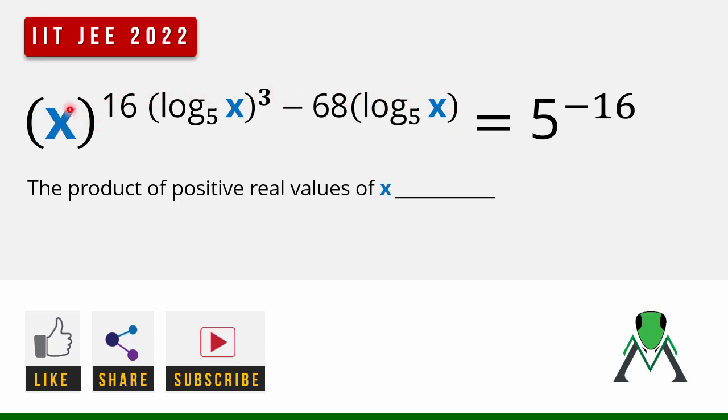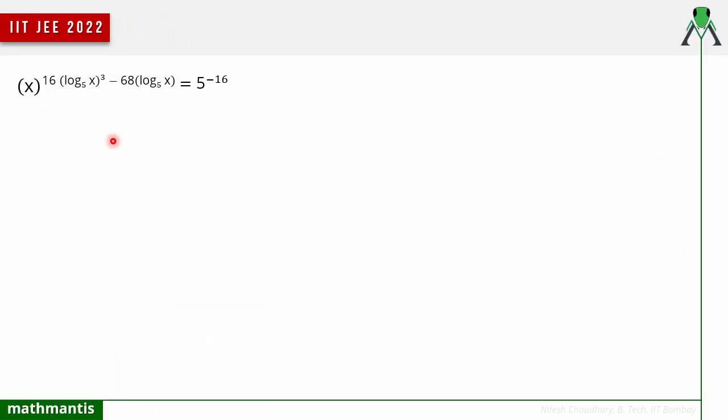So this is similar to x raised to the power of a function of x, and this is equal to 5 raised to the power minus 16. Then we have to find the product of the positive real values of x. So we have to solve for x, that is, this logarithmic equation in which the logarithmic term is in the exponent of x. Now how to proceed, what is the concept, what is the thought process behind it, let's discuss this.